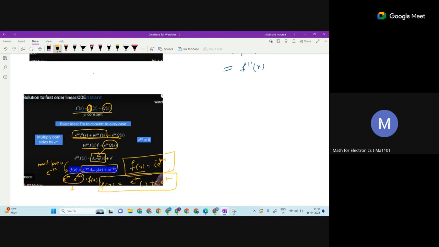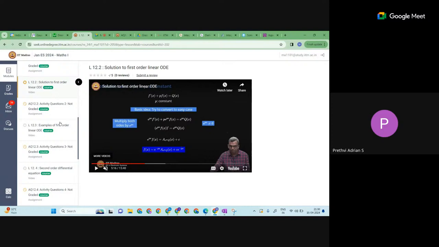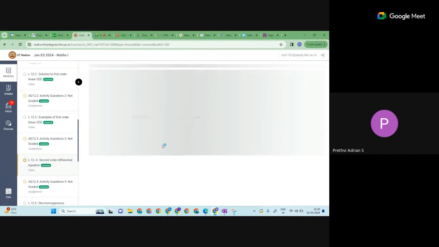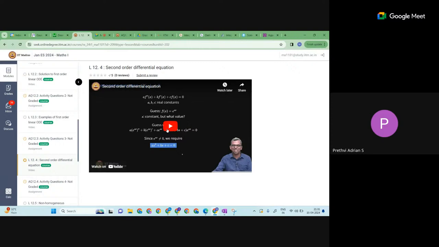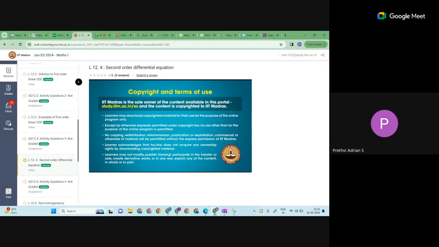Sir? Yes. Sir, while giving the introduction about the second order differential equation, sir was discussing an example of solving an RLC circuit also. In that, while writing the circuit law equations, what is meant by the forcing function? In the lecture it was also discussed.